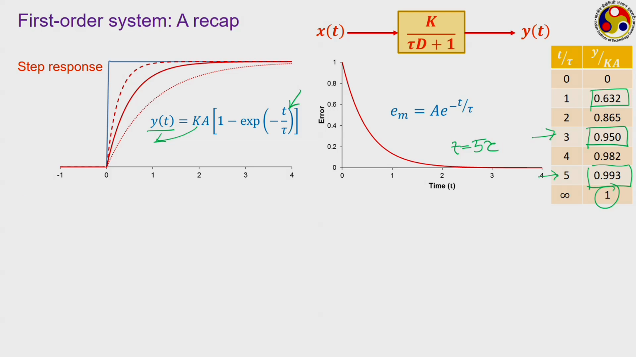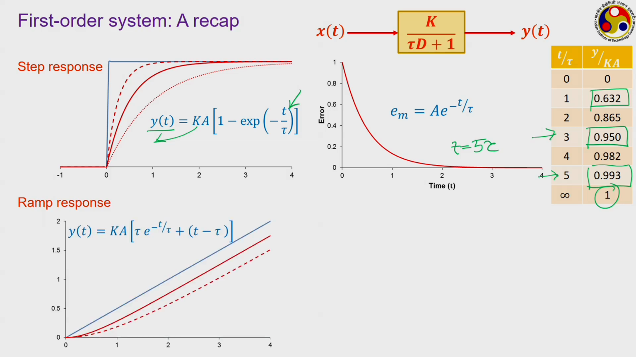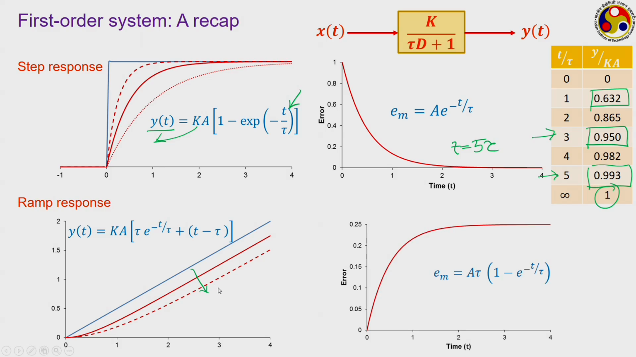And now we have also discussed the ramp response, where the input follows a linear profile with time, and here we have derived the corresponding mathematical expression. Here also we have seen that as the time constant keeps on increasing, this is the direction of increasing tau, the response keeps on going further away from this. But one difference here is that, like in case of step input, the error keeps on going to 0 as the time keeps on increasing.